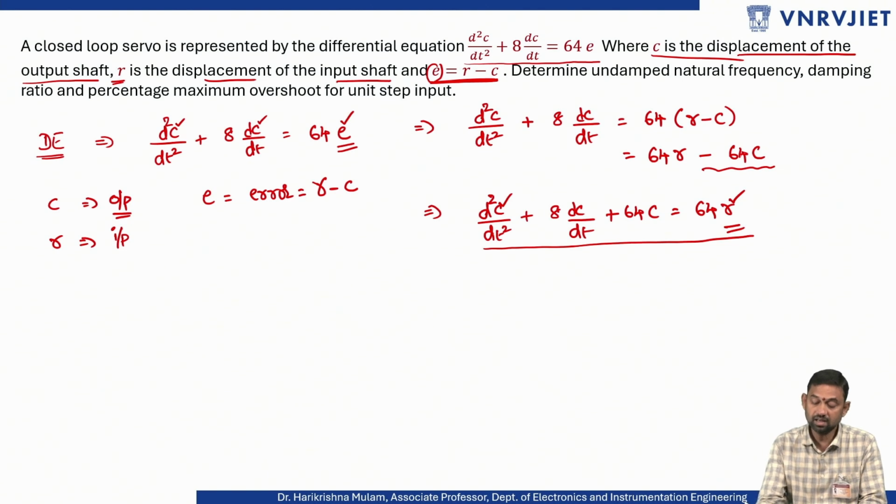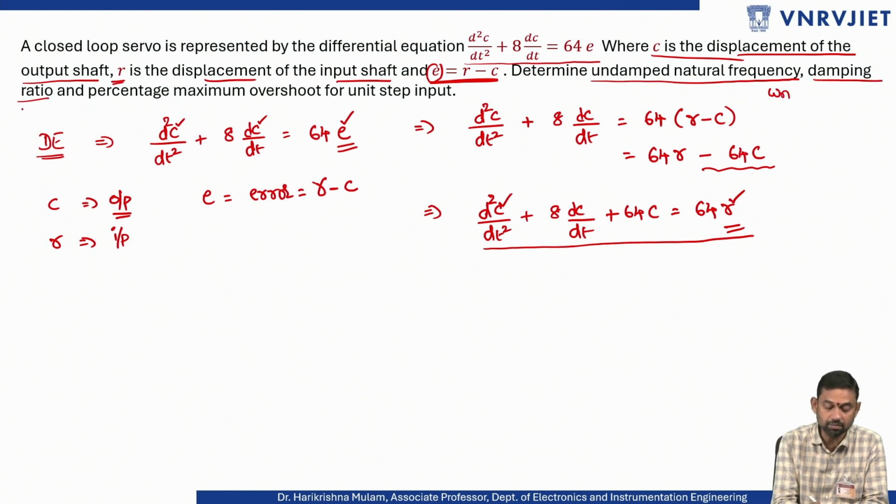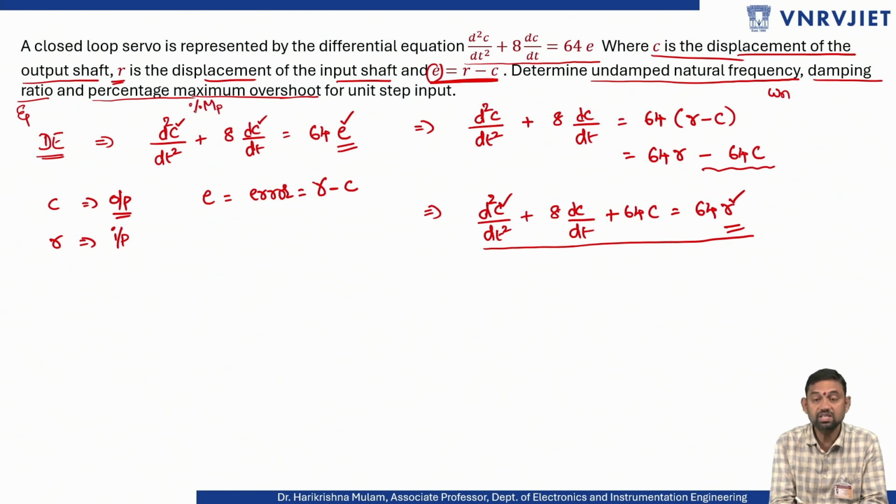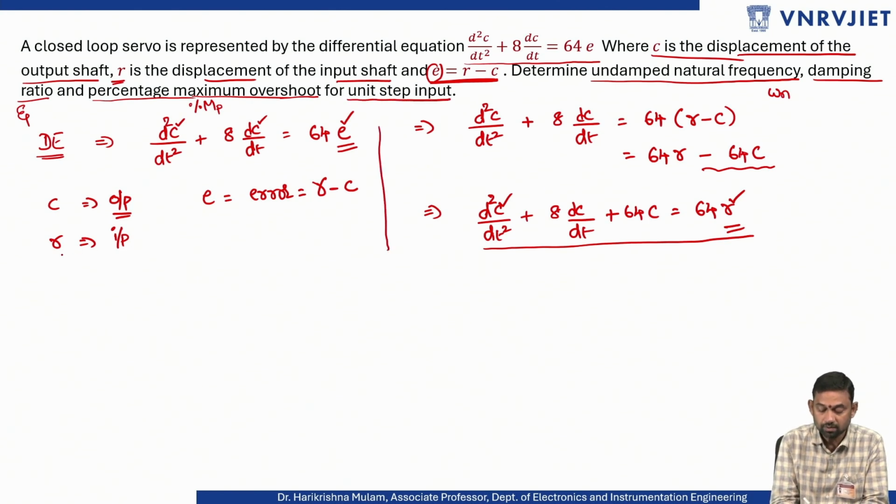Here you are asked to find the undamped natural frequency of the system omega n, damping ratio of the system zeta, and percentage maximum overshoot of the system, which is represented as percentage M suffix p, which is one of the time domain specifications of the system, when the input is a unit step input. That is, input R of t is unit step input, that is R of t is equal to 1.